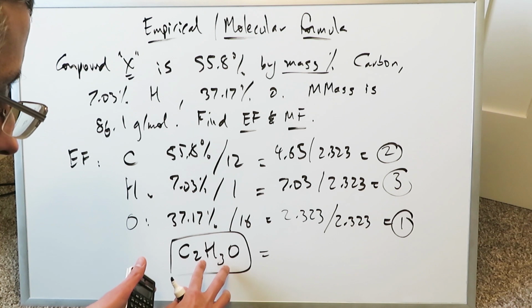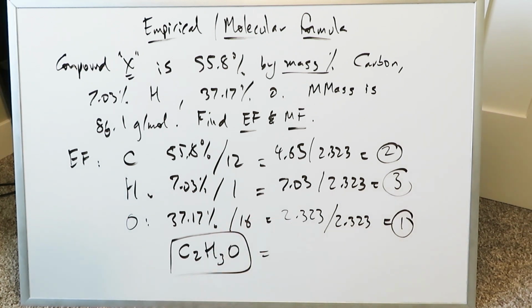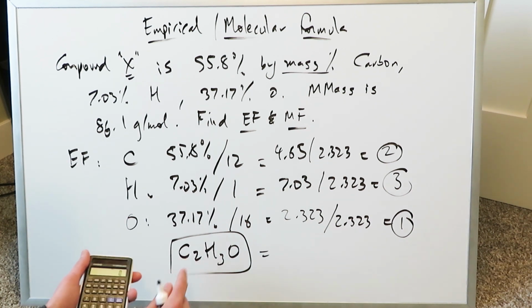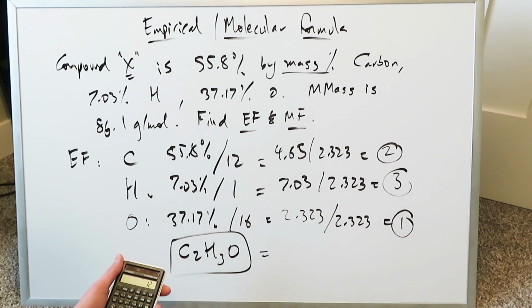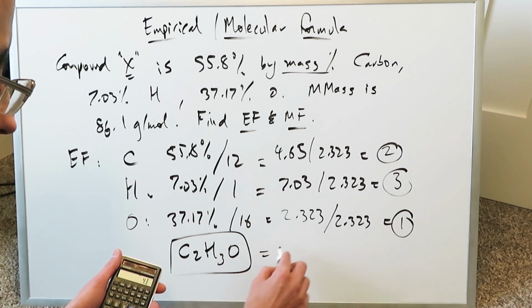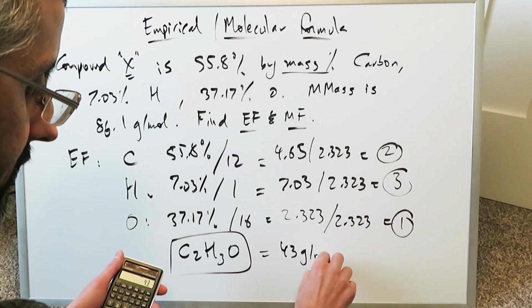Like how many multiples away is this from the molecular formula. And a good distinction between empirical and molecular formula is, based on the empirical formula, the molecular formula is a certain number of multiples of that empirical formula. Just do this. You have 2 carbons times 12, which is a molar mass, plus 3 for hydrogen, plus 16 for oxygen. You're having here a molar mass of this compound, 43 grams per mole.